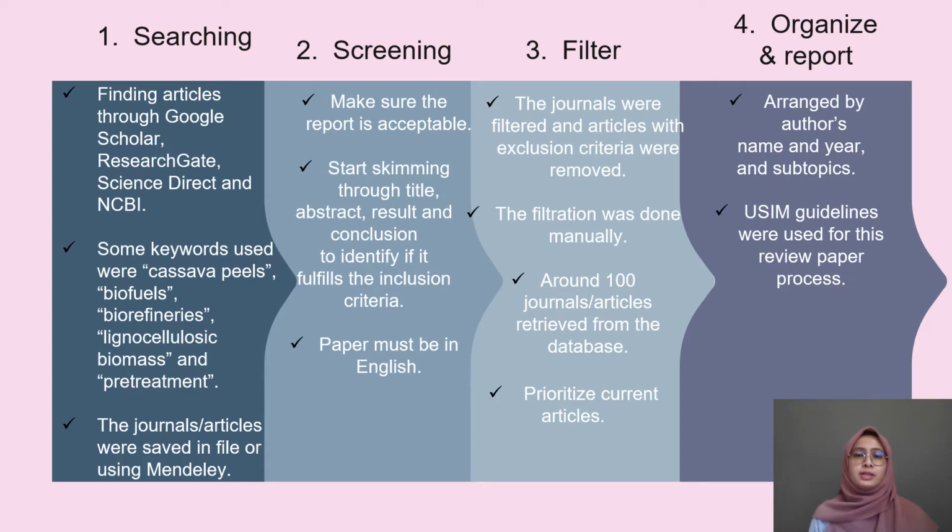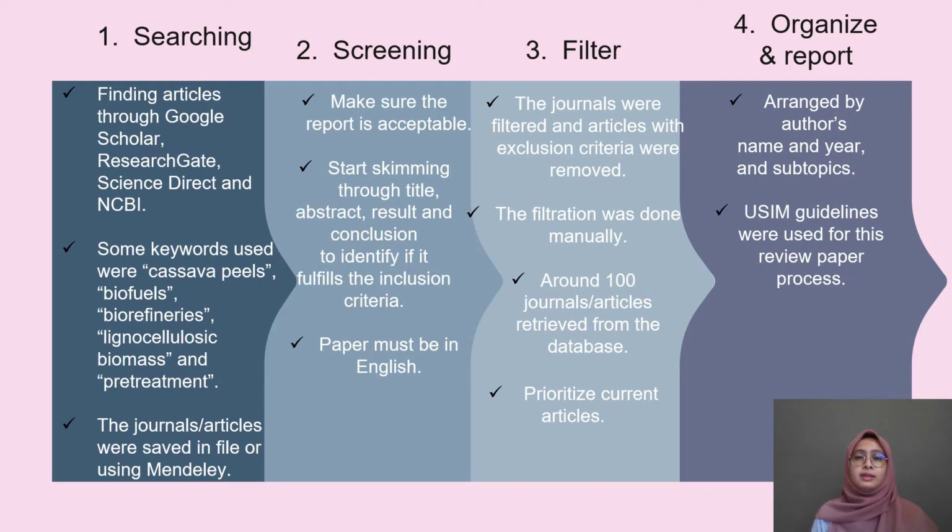In the screening process, I started skimming through the title, abstract, result, and conclusion first to identify if it fulfilled the inclusion criteria. The paper must also be in English, and I make sure the report is acceptable. In the third process, the journals were filtered and articles with exclusion criteria were removed. The filtration was done manually by reading the articles one by one. Around 100 journal articles were retrieved from the database.